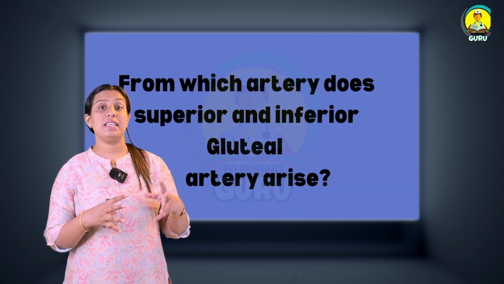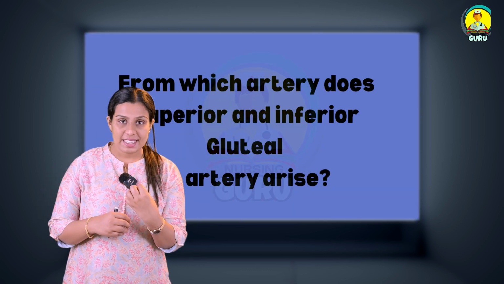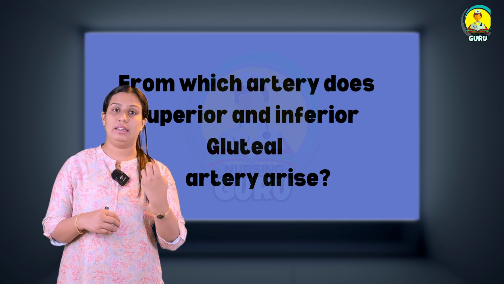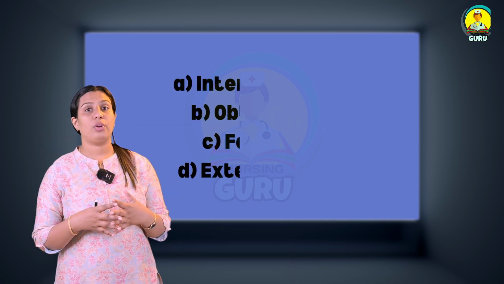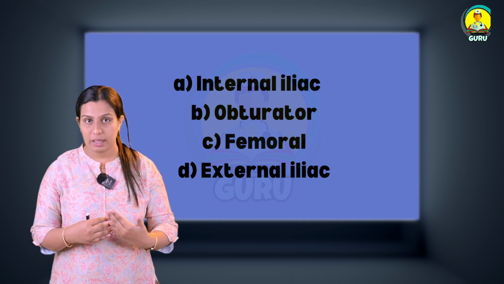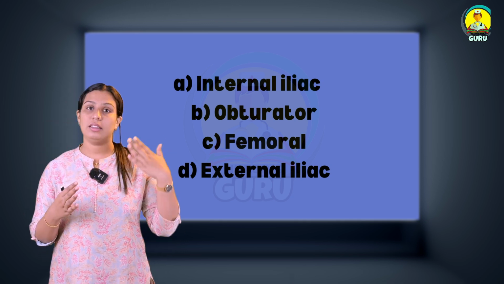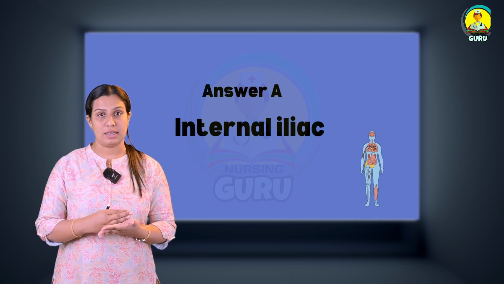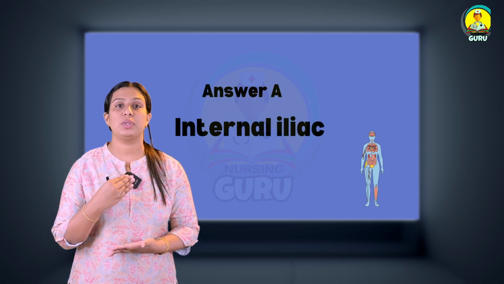The next question is, from which artery do the superior and inferior gluteal arteries arise? So the 4 options are there. Check these 4 options and read carefully. Again, same as the previous question, read the question and try to find the exact answer. Here the answer is option A.